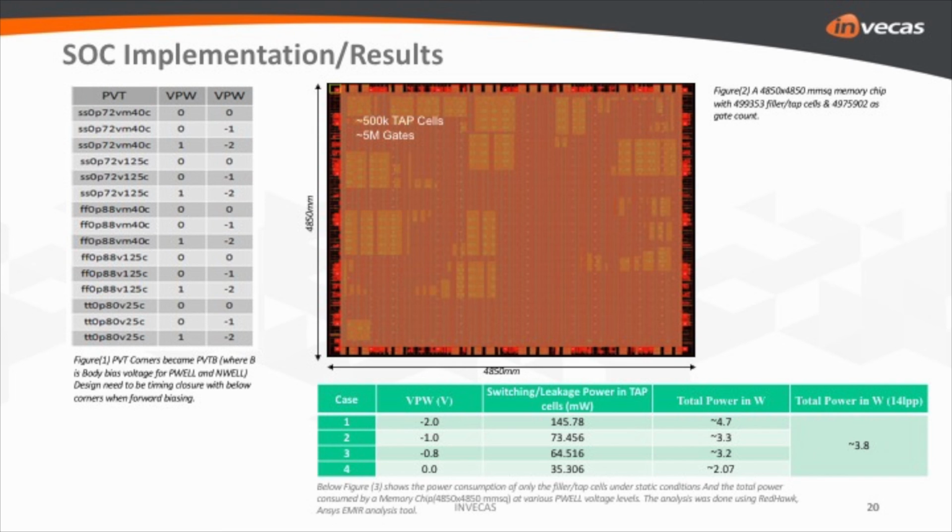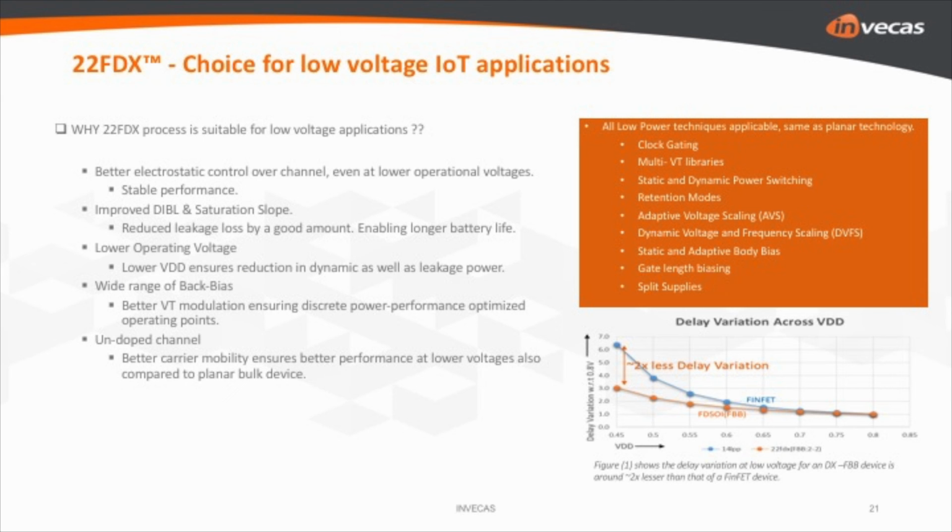If you look at case 4, where the P-well voltage is 0 volts, the leakage power in the tap cell is about 35 milliwatts, and the total power consumed is 2 watts. A very similar chip, which had a comparable number of gates and tap cells in 14LPP, gave us a power consumption of 3.8 watts, which means again we see almost 40% reduction in power consumption. So this is why the 22FDX process is suitable for low voltage applications.